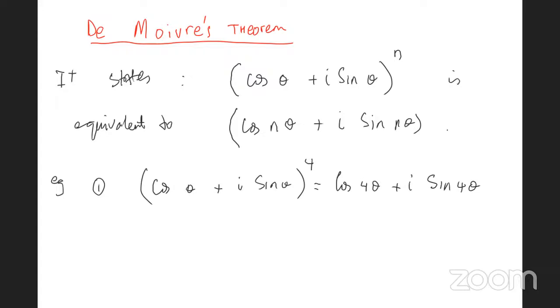Now here's where we're going to use the binomial. If you want to find this, all you have to do is expand this and take out the real part. If you want to find the identity for sine 4 theta, all you have to do is expand and take out the imaginary part.